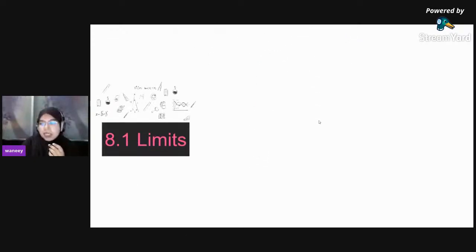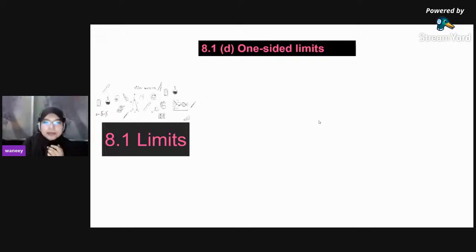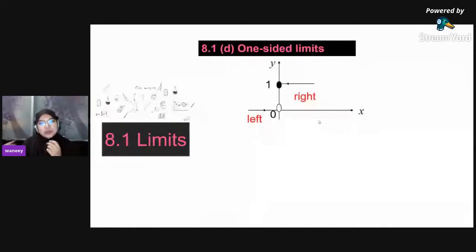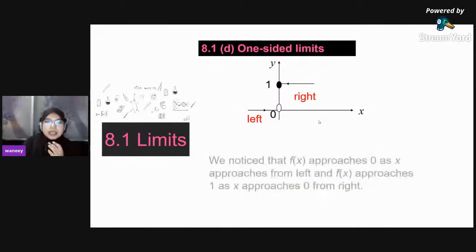Okay, so now let us talk about the last learning outcome, where we get to learn about one-sided limits. Okay, so what we mean by one-sided limit is that before this, we were simply doing the limit for x approaching a number. So we didn't really say whether it is approaching the number from the left-hand side or right-hand side. Okay, so now we want to see either from the left or right-hand side.